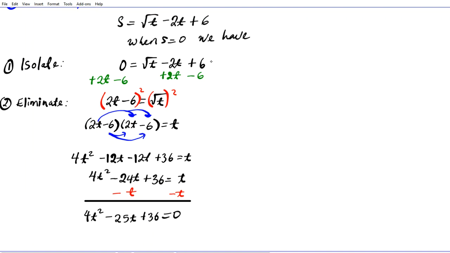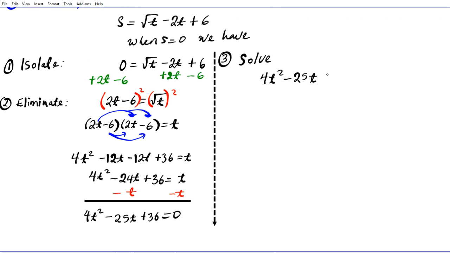Now we're advancing to step 3, which is to solve the resulting equation. How do we solve quadratic equations? There are different methods. Let's try factoring first. If it's prime, then we will use the quadratic formula. We're going to use the AC method here. Check to see if we can reduce this. 4 goes into 4 and 36, but it doesn't go into 25, so it cannot be reduced.